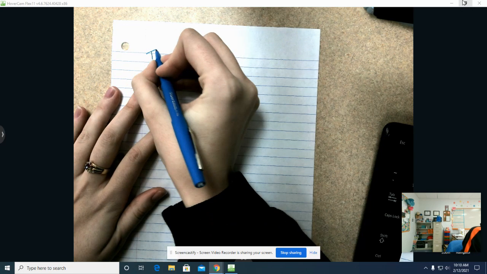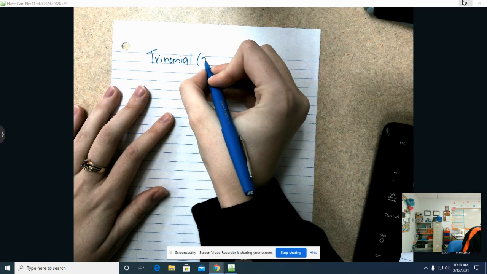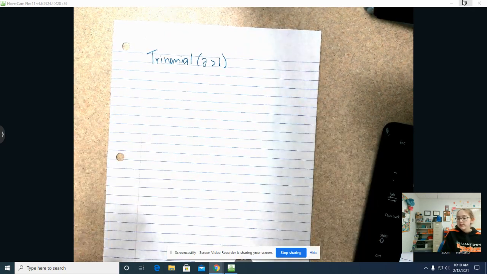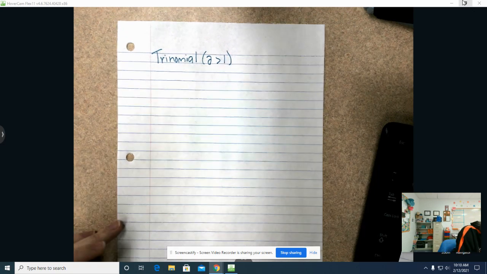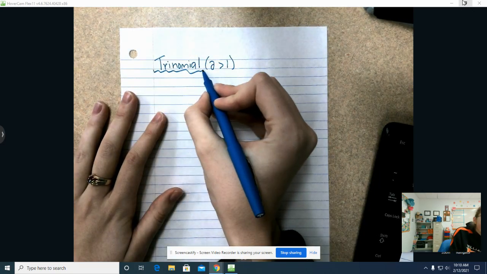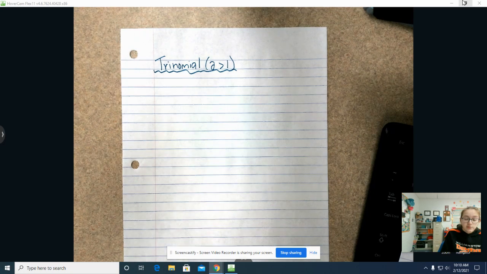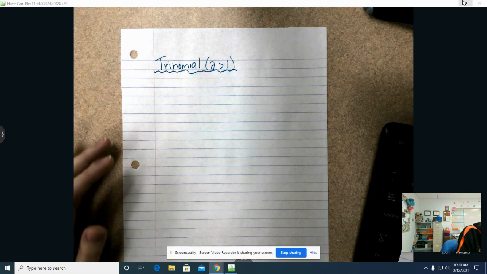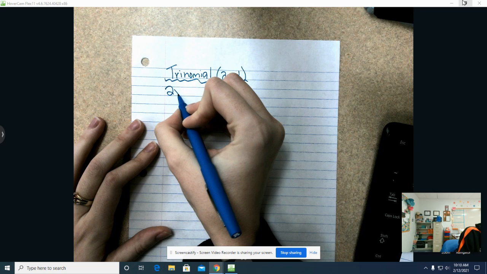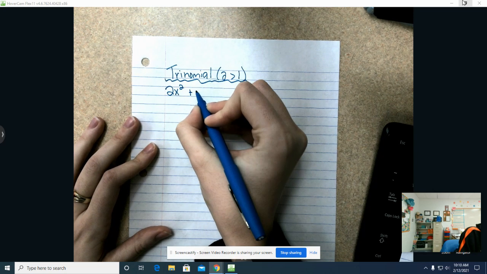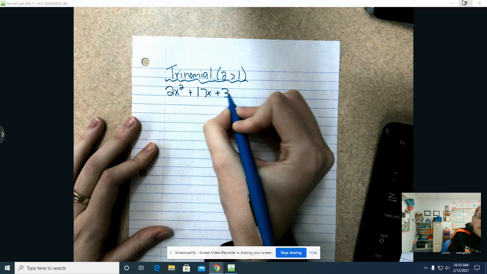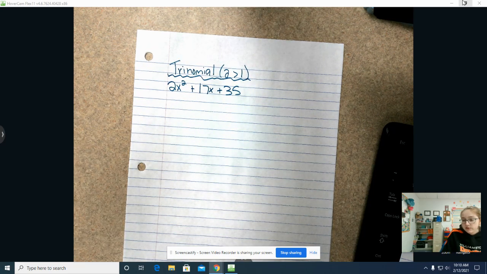Okay. So my favorite type of factoring is called trinomial. So this is when a is greater than 1. So we learned how to do it when a was 1 the other day. We made our x method. So this is when your a is greater than 1, and also your a is not a perfect square. So this is one where we have something like this. We have 2x squared plus 17x plus 35. So 2 and 35, those aren't perfect squares, so we can't do what we did the other day.